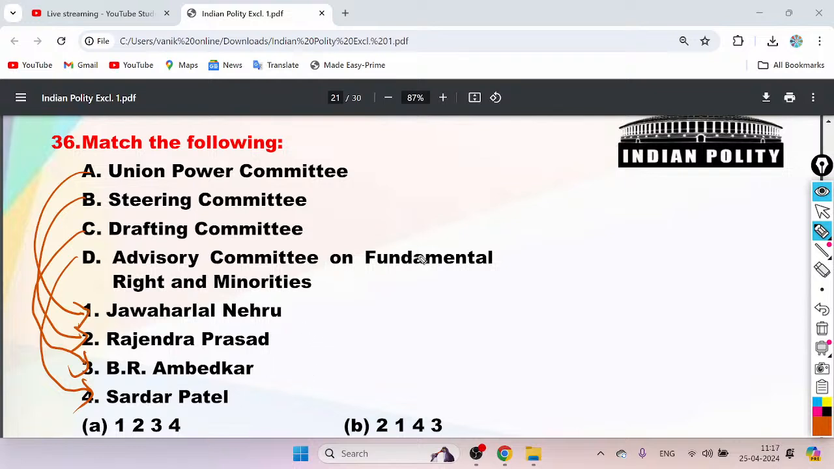It was a large committee: Advisory Committee on Fundamental Rights, excluded areas, minorities, etc. Later, a subcommittee on fundamental rights was created also, chaired by J.B. Kripalani. That will be 1, 2, 3, 4. Answer will be A. These are the prominent committees which helped the Constituent Assembly to frame a successful constitution for India. So there were larger major committees and minor committees. Please go through the committees also and have some comprehensive idea about the arrangement of committees in the Constituent Assembly.